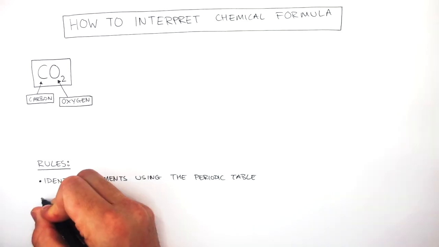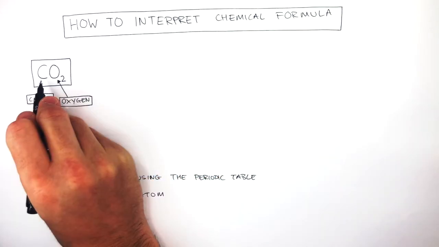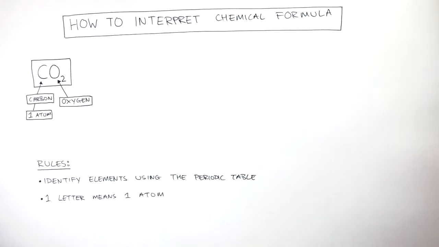Next, you have to understand that one letter means one atom. So, as there is only one letter C, this means there is only one atom of carbon in carbon dioxide.